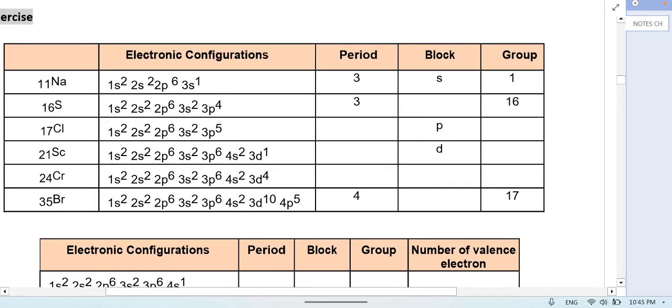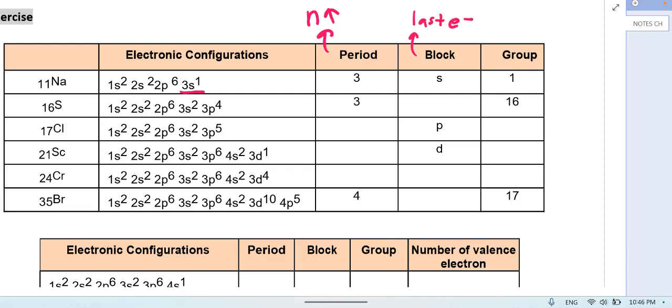For the first one, period is the highest value of n. Block is the last electron. In order to determine the group, you need to know the valence electron first. So valence electron is 1, group 1. Period 3, the last electron is at P block. So 2 plus 4, 6, group 16.